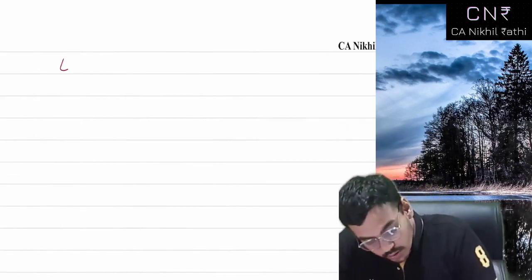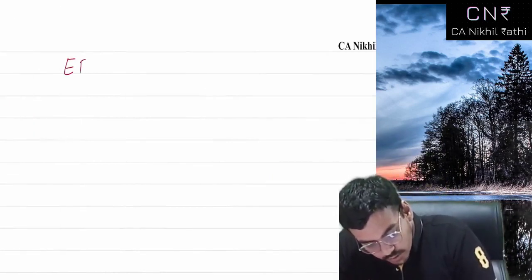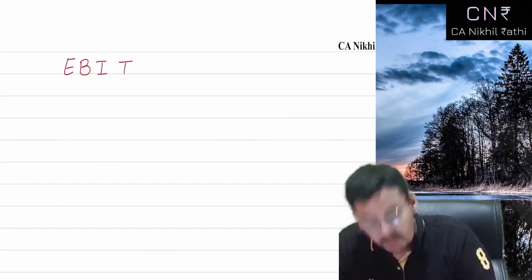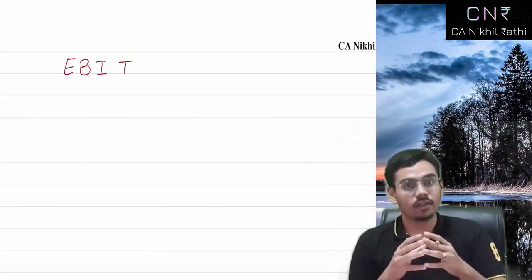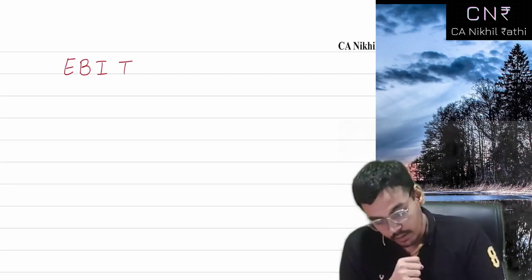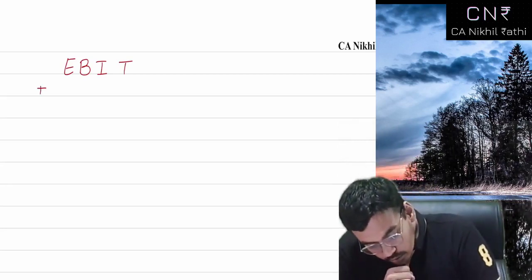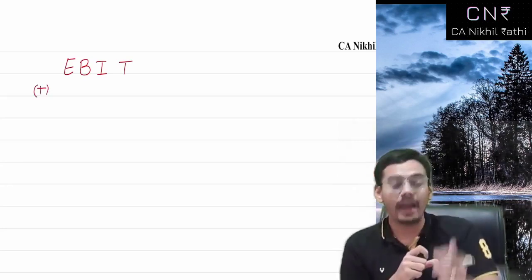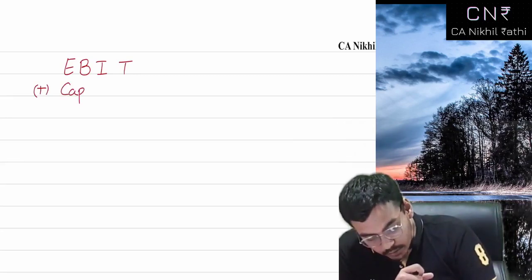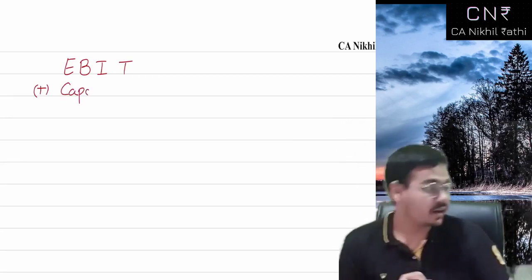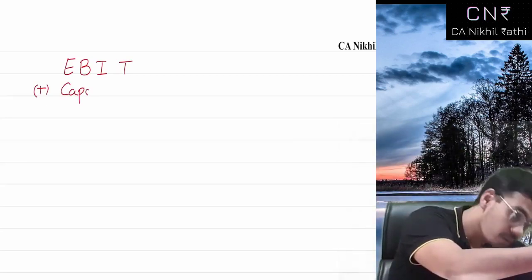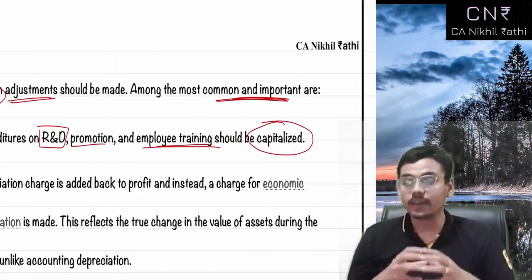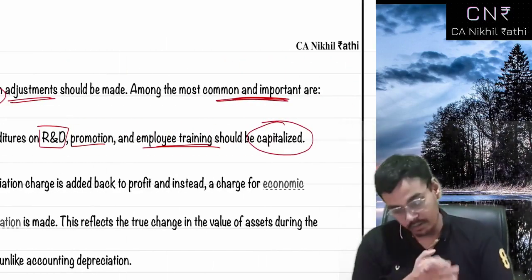Now, for NOPAT to be specific, we first take EBIT, earning before interest and tax. Yes, sir, we have EBIT. Now, first in EBIT, we add every capital expenditure. Let me write it as capex. Take every capital expenditure, capex, we write that.